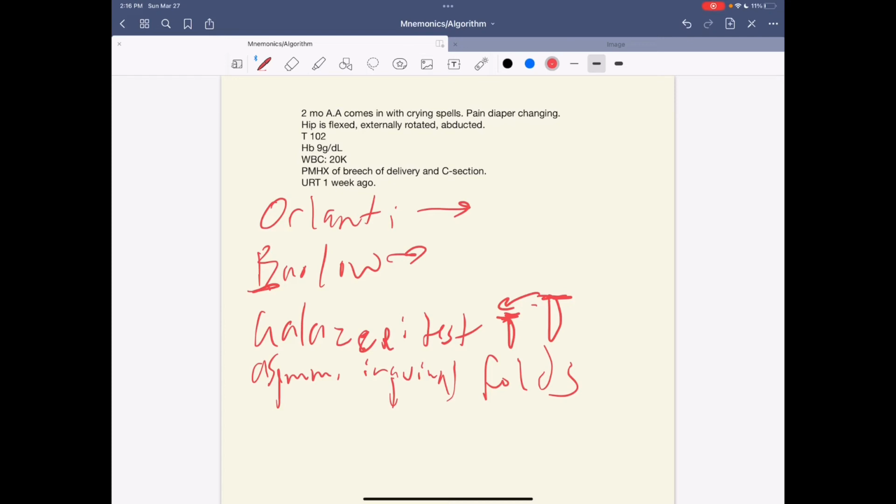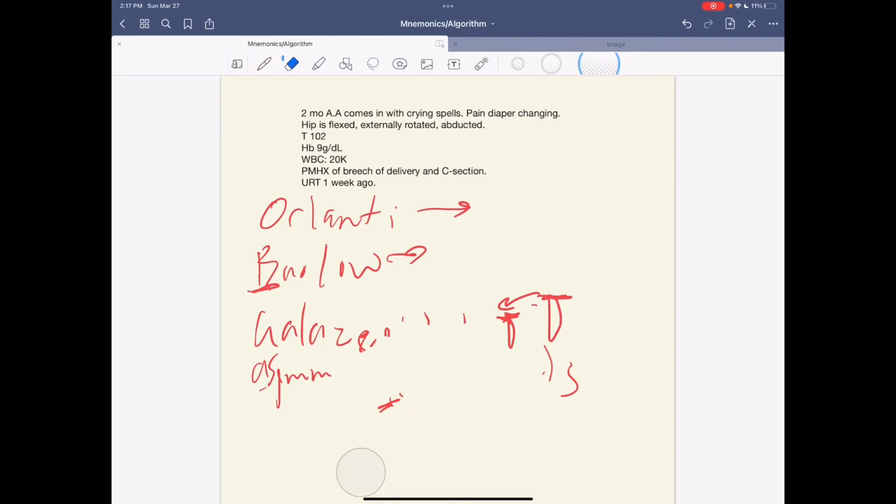Asymmetrical inguinal folds. Basically, if you look at the thighs of the child and you see folds, there are two folds on each side. But on one side there are three folds, or more folds, on one leg. That means there are asymmetrical inguinal folds, and this is an indicator that the femur is displaced and that there are more crevices on one side than the other.